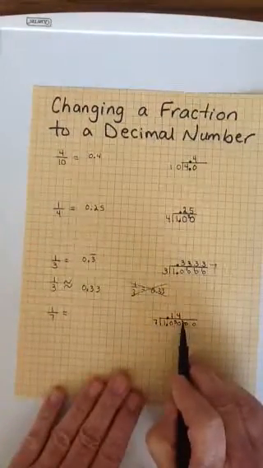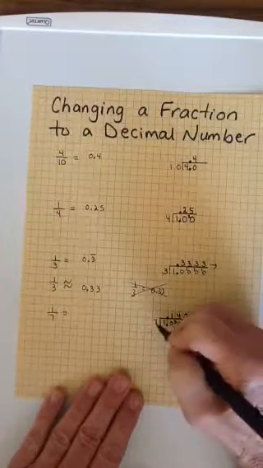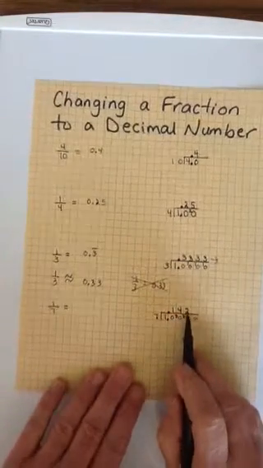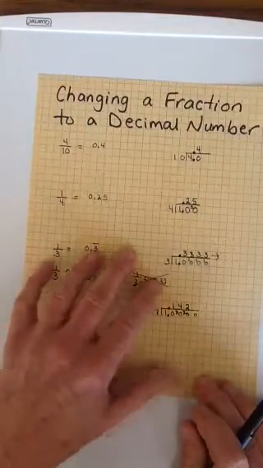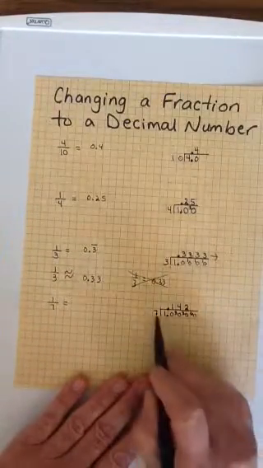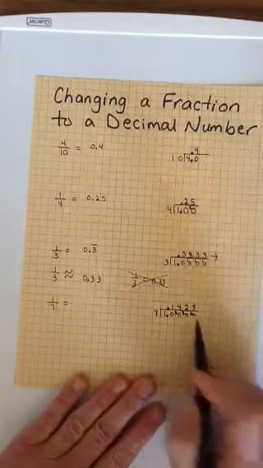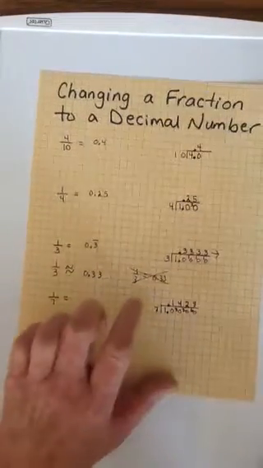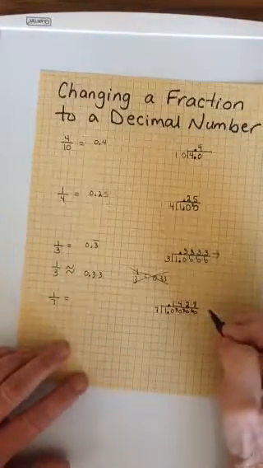Then 7 divided into 20 would go 2 times. 2 times 7 is 14. Now to get the remainder, I'm going to count up to 20. 14, 15, 16, 17, 18, 19, 20. That gave me a remainder of 6. 7 divided into 60 would go 8 times. 8 times 7 is 56. 56, 57, 58, 59, 60. So I've got a remainder of 4, and I'm tired of dividing.